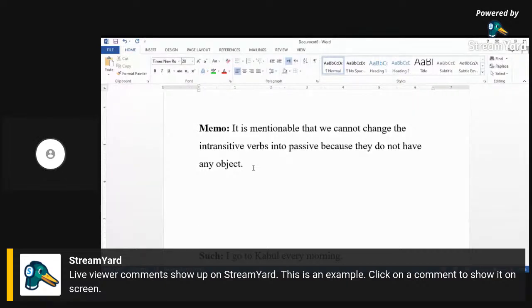Transitive verbs are those verbs that get an object, or we use an object after the transitive verbs.